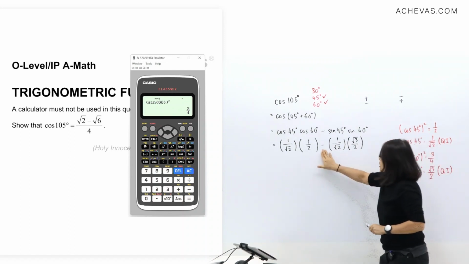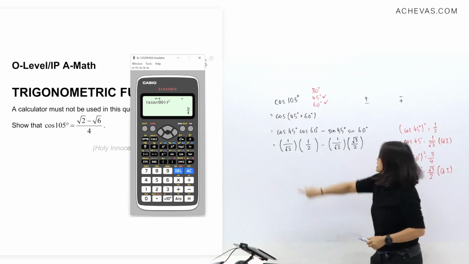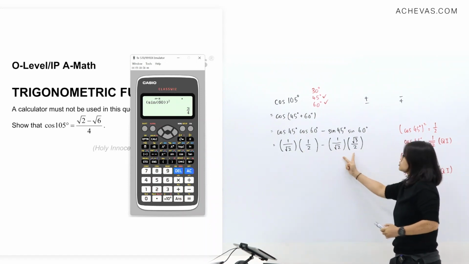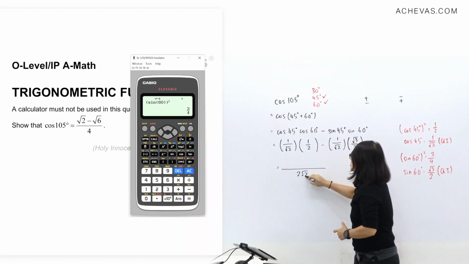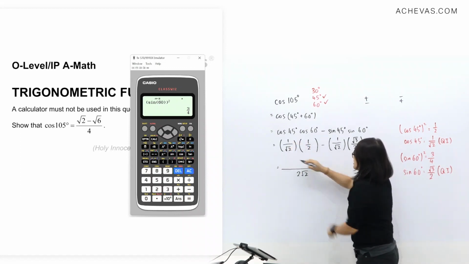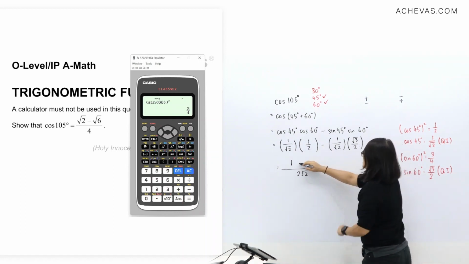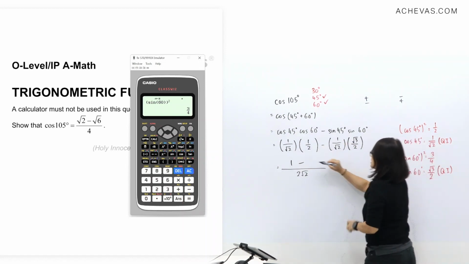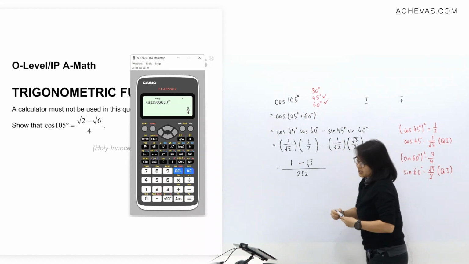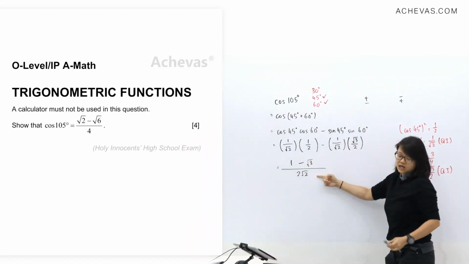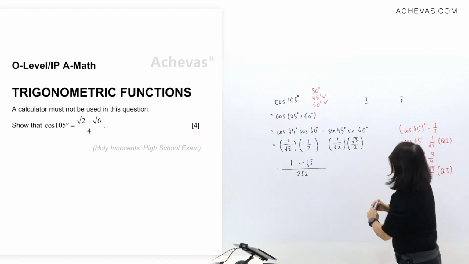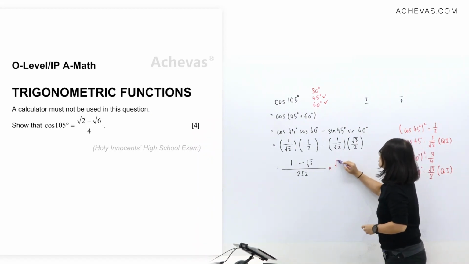Now, we're going to do a subtraction. Let's take a look at the denominator. 2 square root 2 here, 2 square root 2 here. So we can combine the denominator as 2 square root 2. 1 times 1, 1 minus 1 times square root 3. I'm going to give you square root 3. Now, let's take a look at the question. This is not what they want. We have to do a rationalization step. Let's multiply by square root 2 over square root 2.